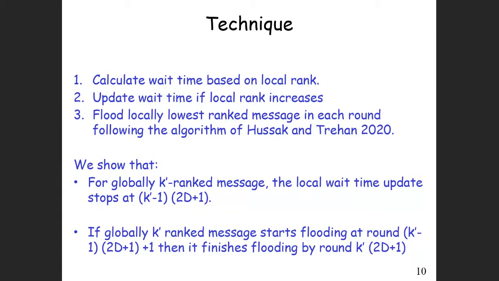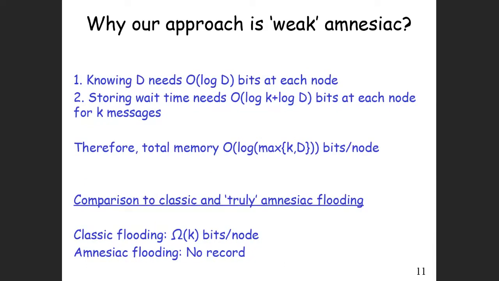And if the globally k prime ranked message starts flooding at round (k prime minus 1) times (2D plus 1), then it finishes flooding by round k prime times (2D plus 1). So basically, what we guarantee is that the k prime ranked message will finish flooding by k prime times (2D plus 1). And that guarantee gives us the solution.